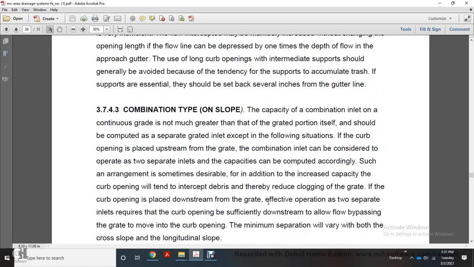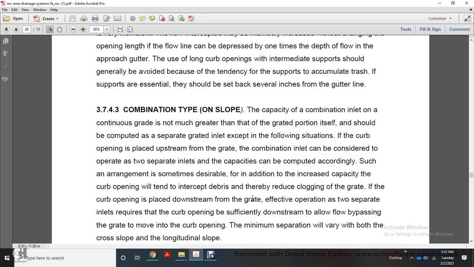Combination type on a slope. The capacity of a combination inlet on a continuous grade is not much greater than that of the graded portion itself and should be treated as a separate graded inlet, except in the following situation: with the curb opening placed upstream of the grate, a combination inlet can be considered to operate as 2 separate inlets, with capacity that can be computed accordingly. This arrangement is sometimes desirable, adding to the capacity of the curb opening the interception of debris, thereby reducing clogging of the grate.